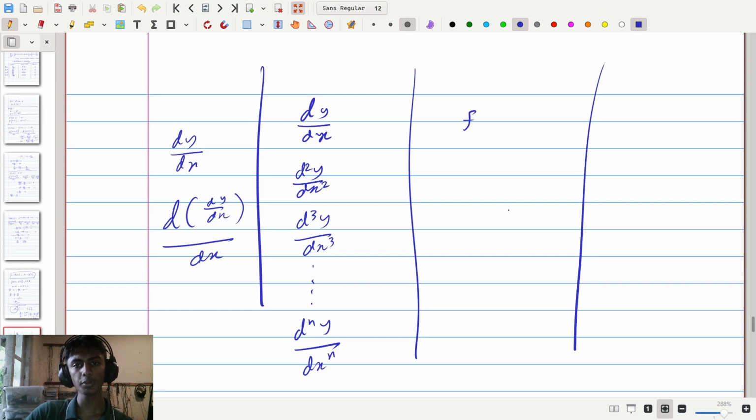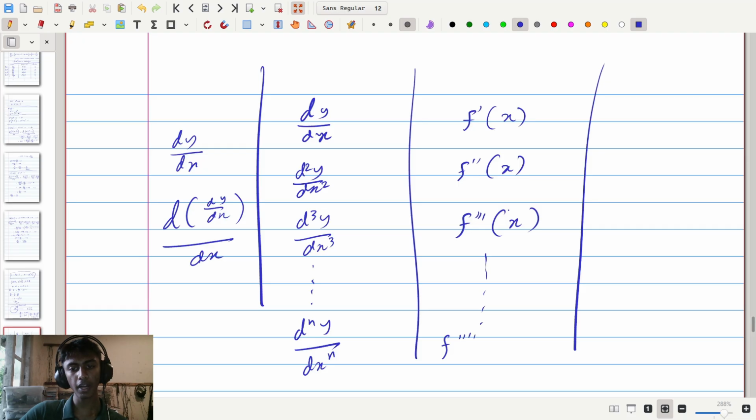For the Lagrange method, for the first derivative we have f prime of x, the second derivative would be f double prime of x, and then the third derivative would be f triple prime of x, and in general the nth derivative would be f with n number of primes over here of x. And then we talked about how we do Newton's method with this notation.